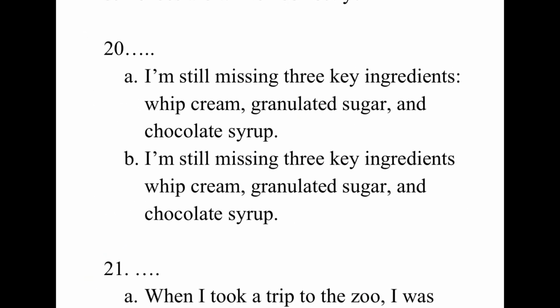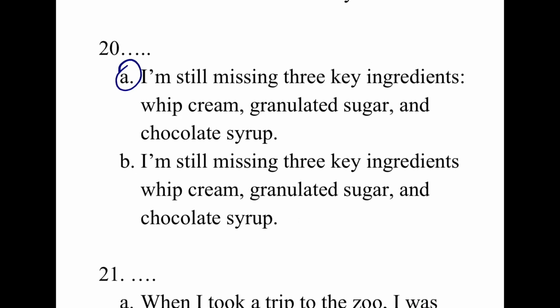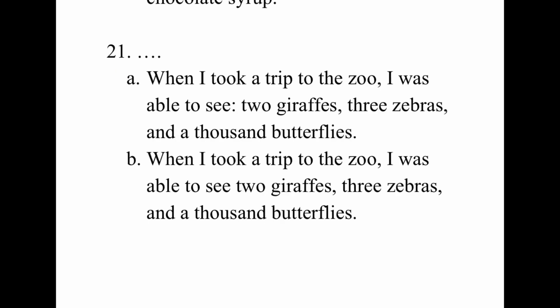The last couple questions were about colons. Number 20 should have been A. After ingredients is a list. So that's one correct way to introduce a list with a colon here. Everything in front of it had to be an independent clause, which that's true here. 21 was B.